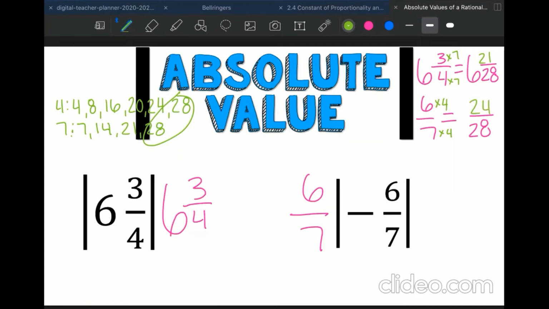Which number's bigger? 6 and 21 over 28 or 24 over 28? 6 and 21 over 28, right? Did I really have to do all this? No, I just wanted to review it with you all. I didn't have to find common denominators because I already know that 6 is a whole number and 6 over 7 doesn't have a whole number, right? So that means that it doesn't even equal 1. But 6 3/4 equals 6 whole.